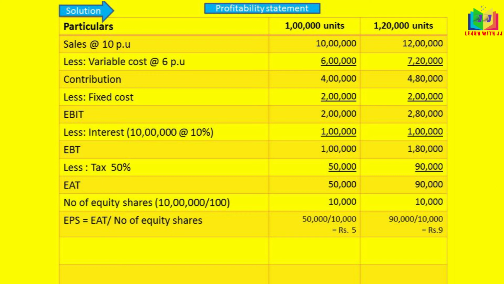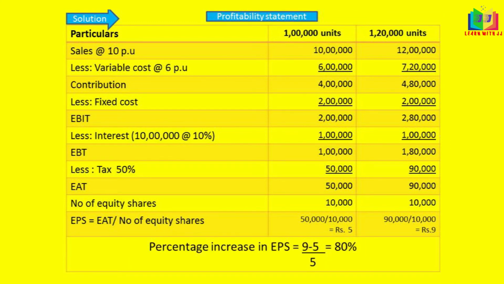The question is to find the percentage increase in EPS. For this, we subtract 5 from 9. 4 rupees is the increase in EPS. So 4 divided by the base, which is 5, gives 80%. 80% is the percentage increase in EPS for the 1,20,000 units.